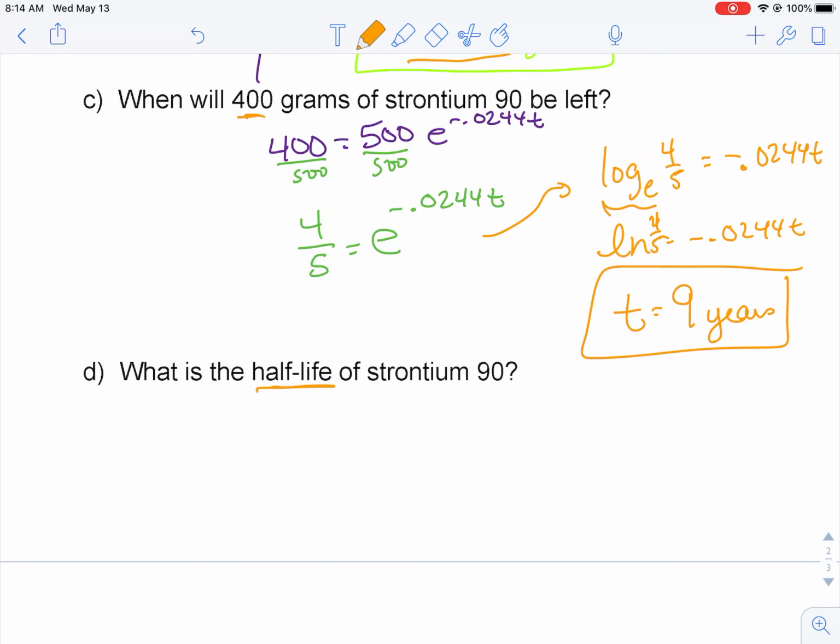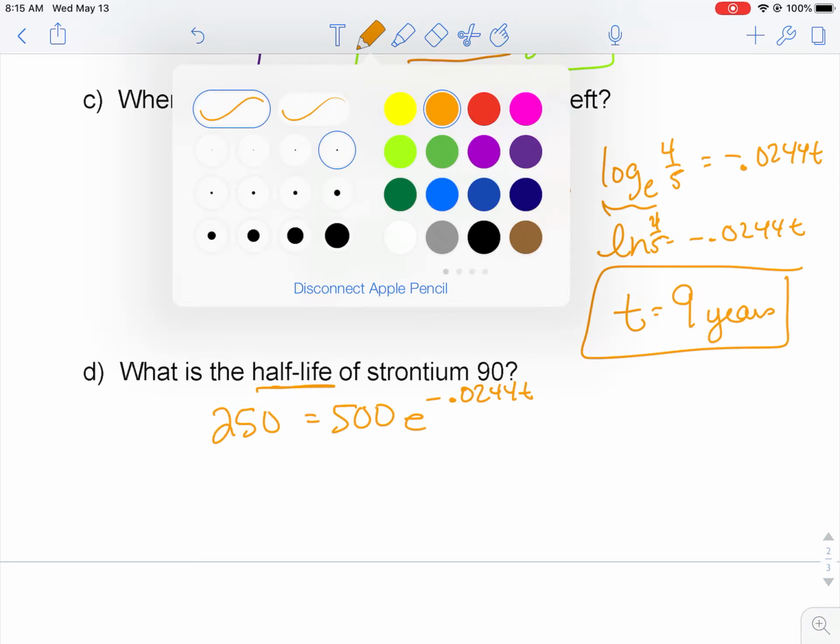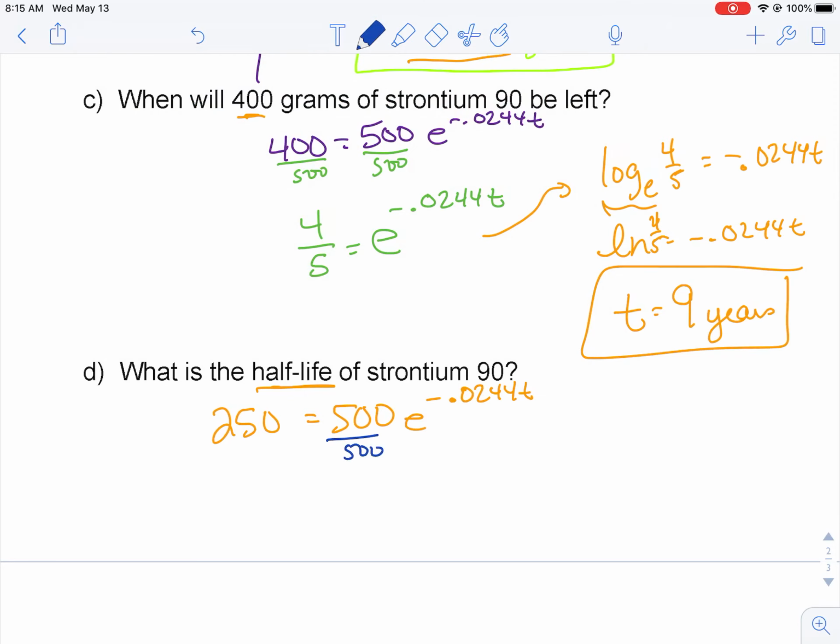And then the last question talks about the half-life. So we've been doubling and tripling in some of our problems. Now we're going to talk about something that's decaying, so it's not going to be able to double and triple if it's going down. So if we start with 500, and it's half-life, that goes to 250, equals 500 e to the negative 0.0244t. So when we solve, just like we did on the last one, we're going to divide by 500. So it's 1/2 equals e to the negative 0.0244t.